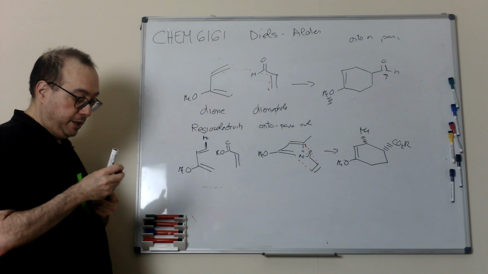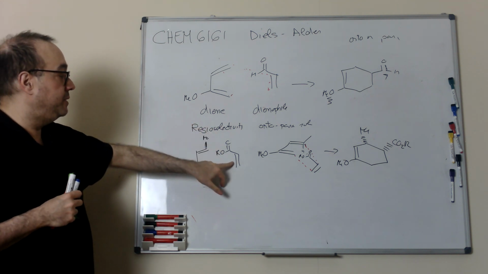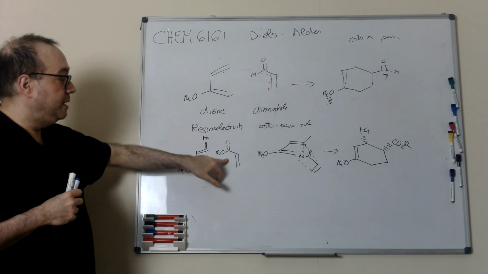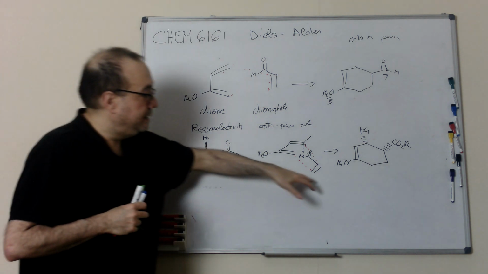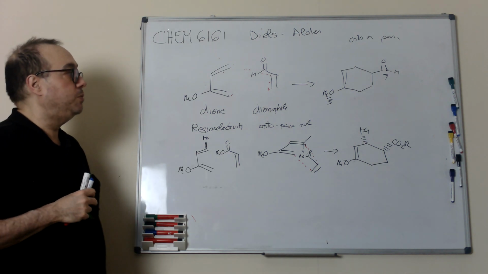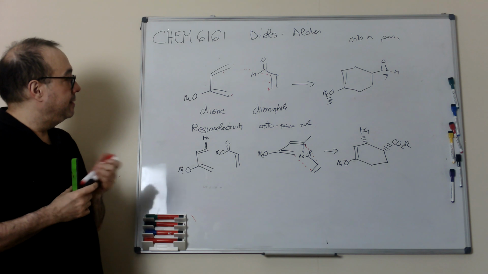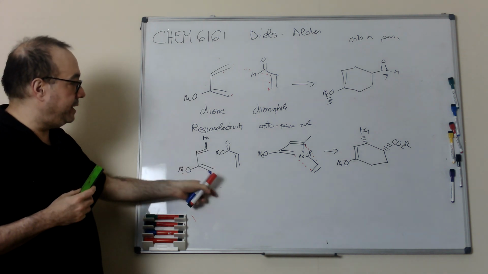It's easy. We have to decide which is the approach of the dienophile, if it's endo or exo in this case, and simply we check the formation of the new bonds. Okay, this is regioselectivity and diastereoselectivity.